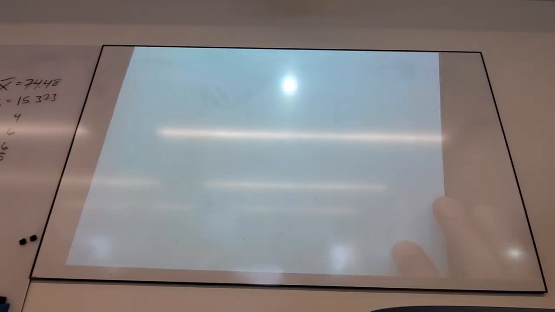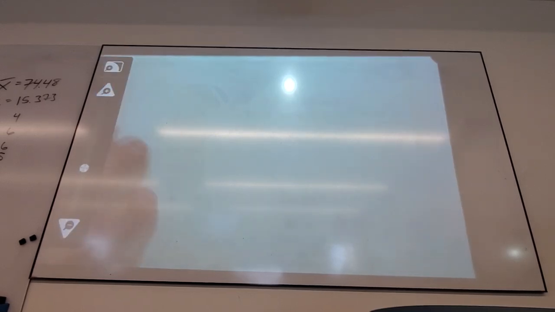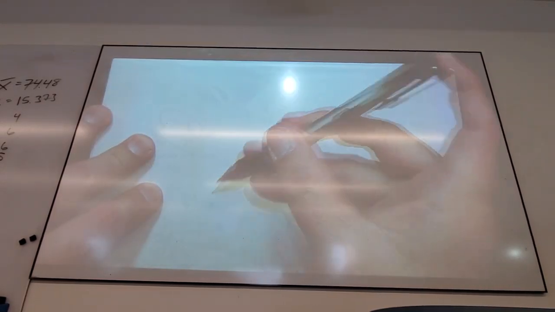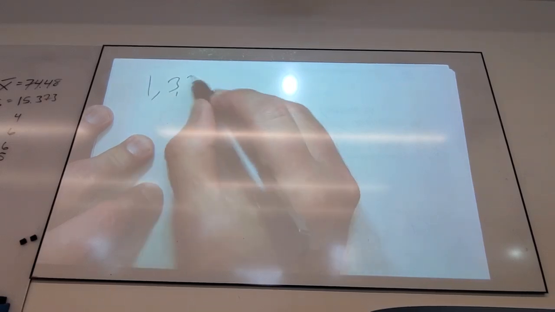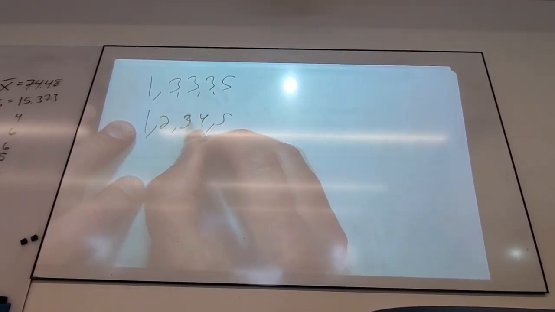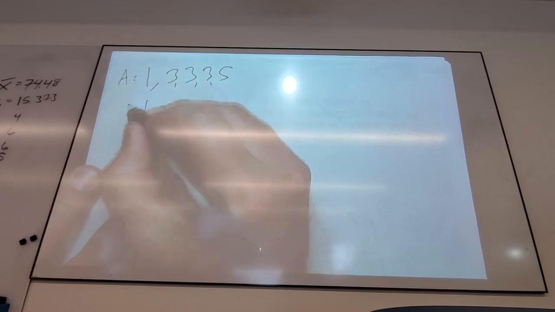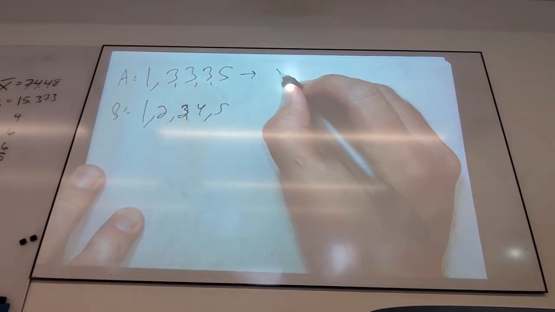All right, let's get back into it. I think the very last thing I put up here was this. What if we have 1, 3, 3, 3, 5 versus 1, 2, 3, 4, 5? You guys remember that? What was the average for both of these sets of data? I'll call this set A and this is set B. What's the average?